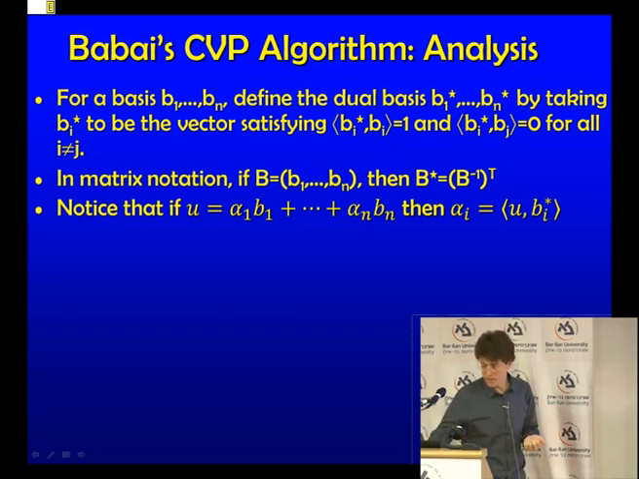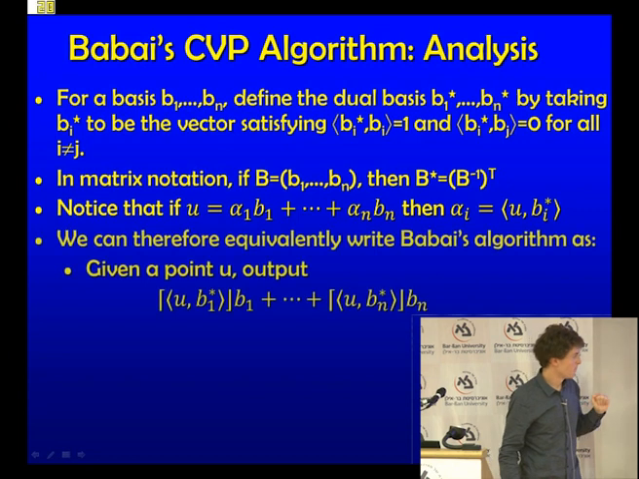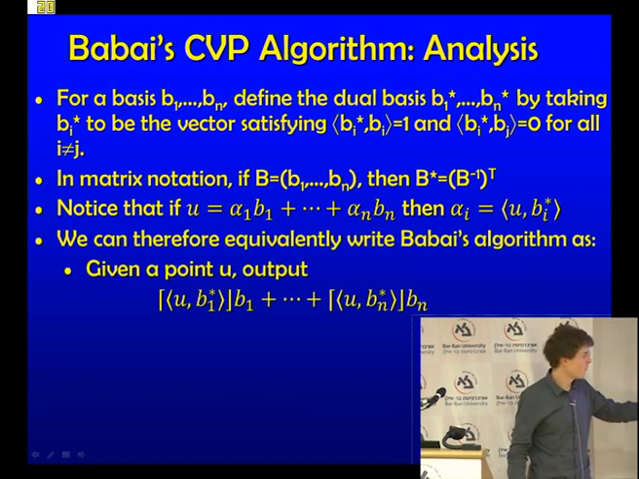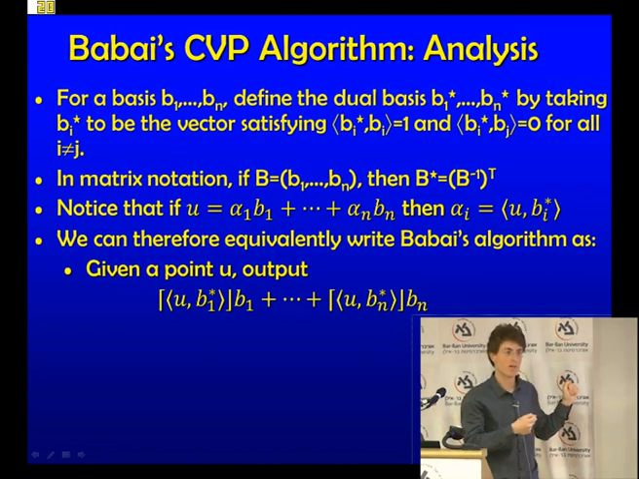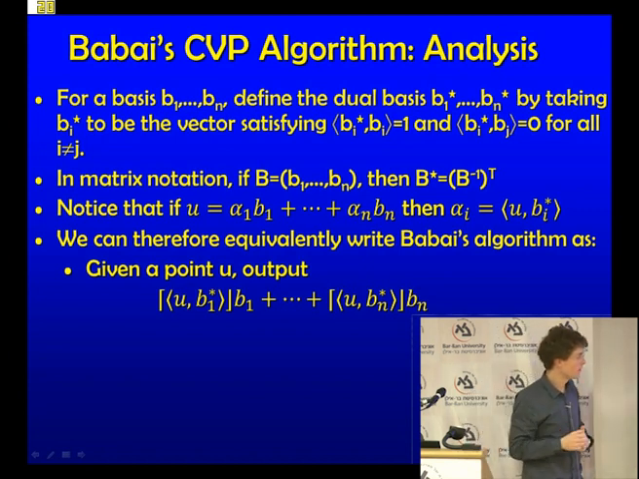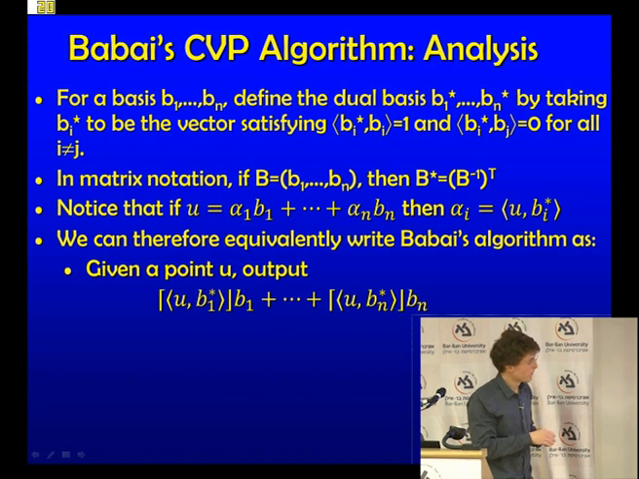Because now we can equivalently express Babai's algorithm in the following way. Given a point u, I simply do the following thing. I output the combination of the bi's whose coefficients are just the rounding to the nearest integer of the inner product of u with the bi stars. So this is a way to express the algorithm without expressing u in the basis B explicitly. I just take the inner product and do it this way. This is a more succinct way of writing the algorithm. And also, once you write it this way, it should be easy to figure out the correct decoding radius.